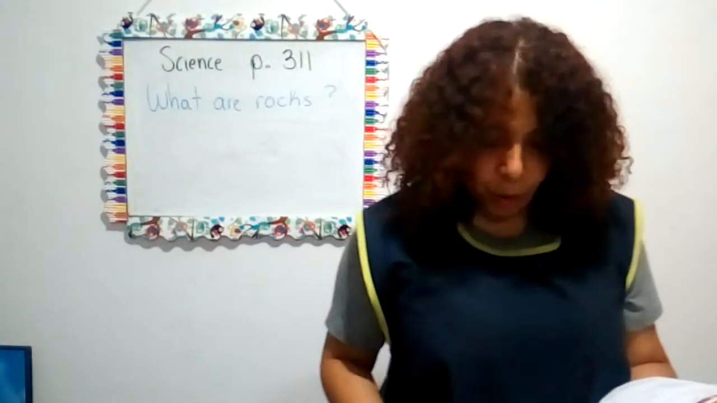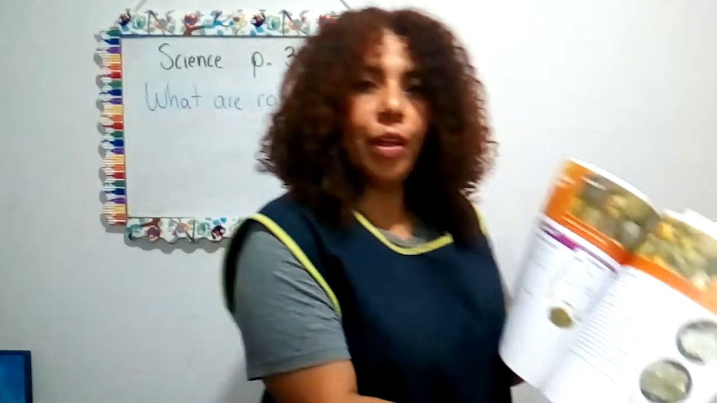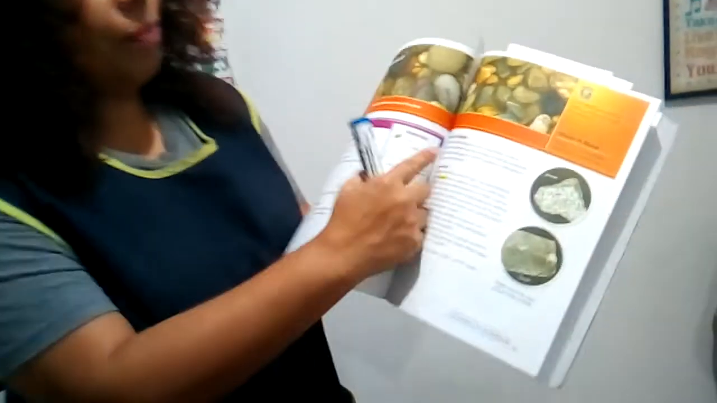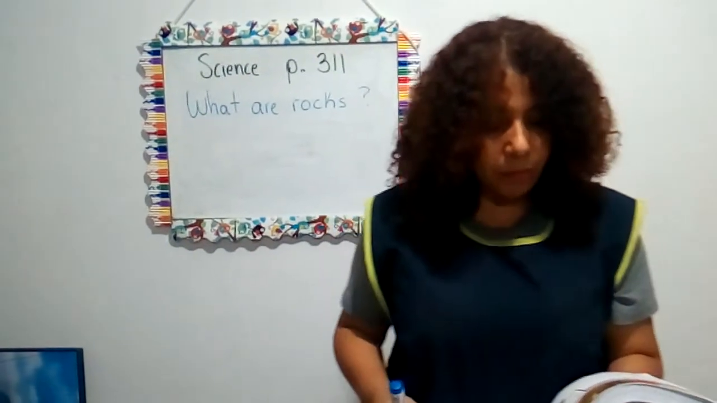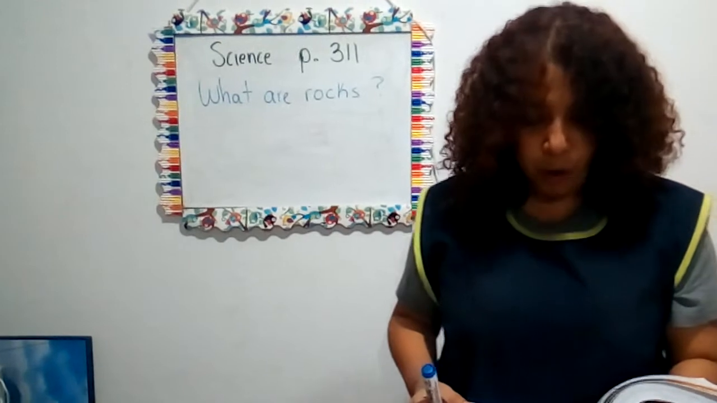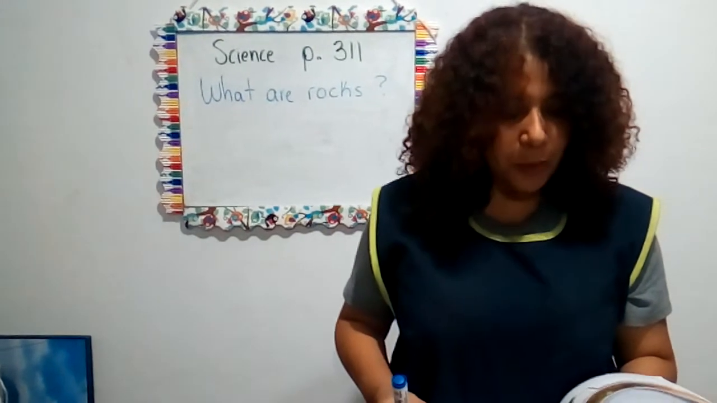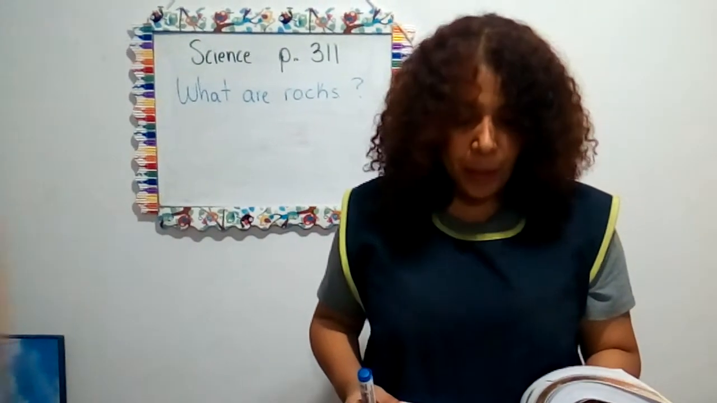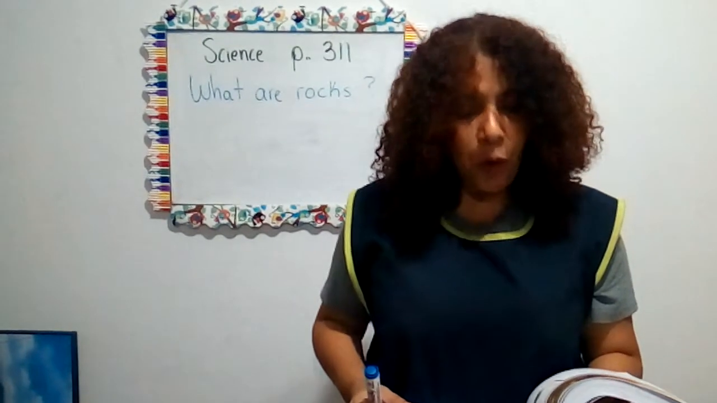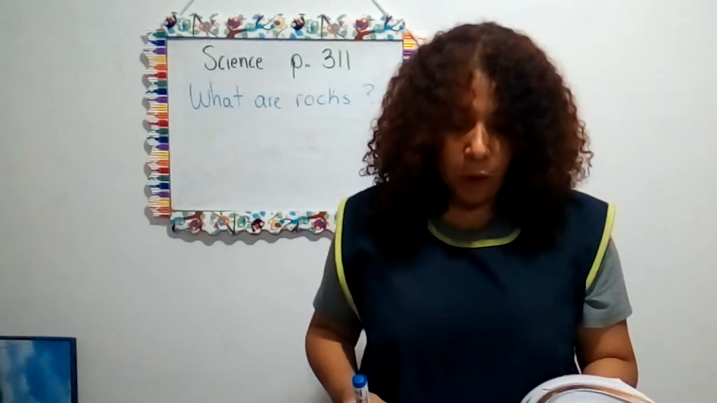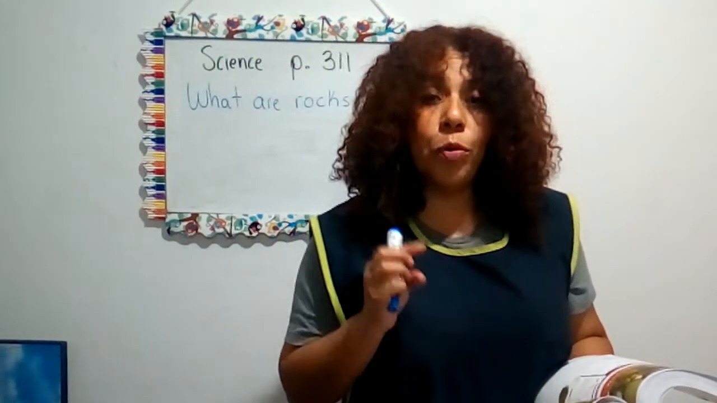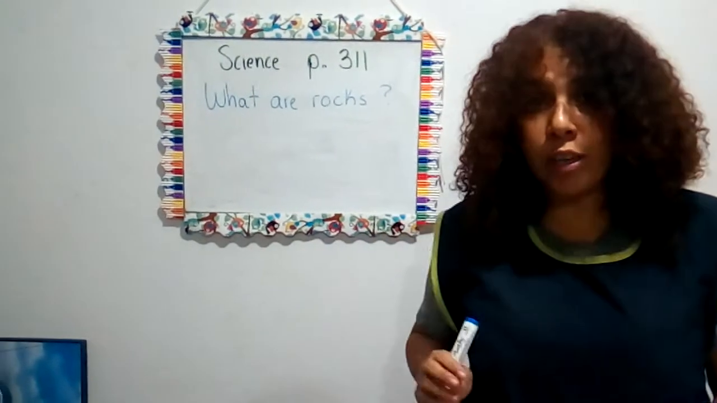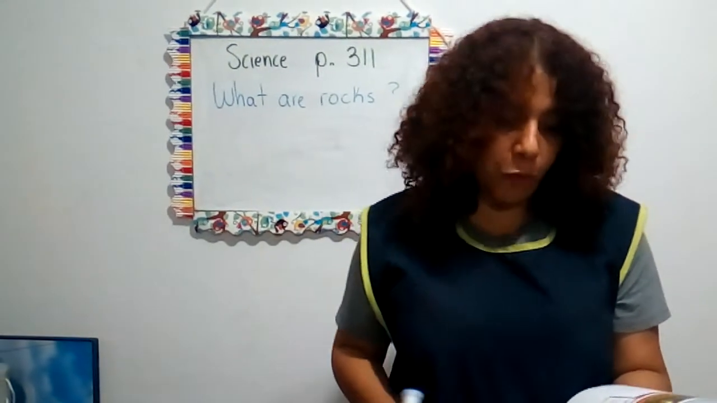Let's read about rocks. Page 311, we're going to be reading kinds of rocks. Okay? I'm going to start reading. There are 3 kinds of rocks. Each kind of rock is formed in a different way. By looking at how the minerals in the rock are arranged, it is often possible to determine how the rock was formed. So we know that there are 3 different kinds of rocks. Now we're going to study the different kinds of rock.